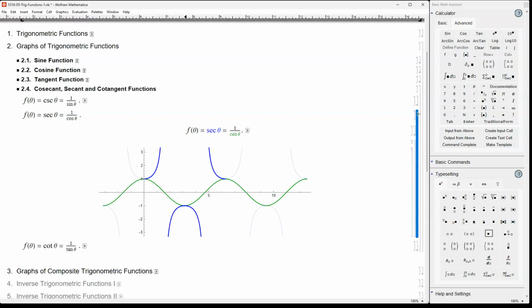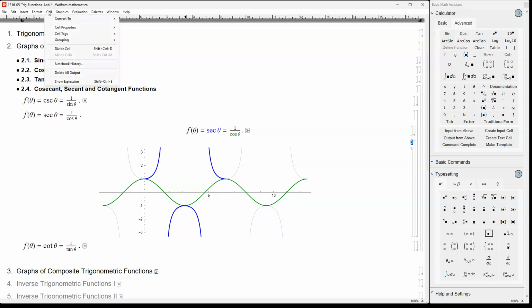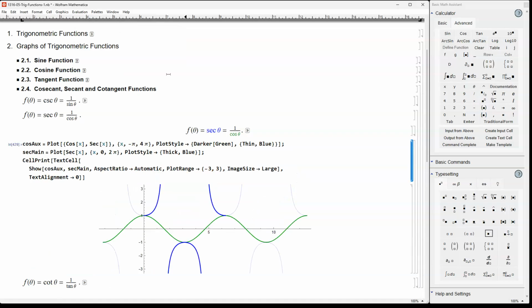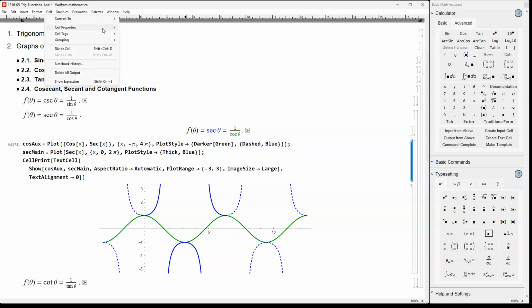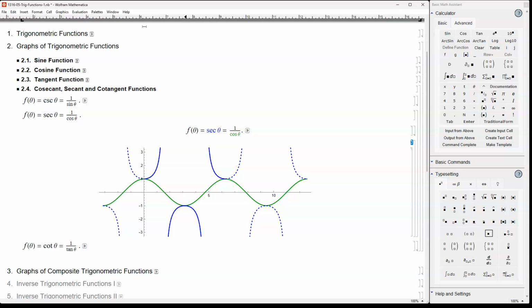The secant function works pretty much the same way, except that this time it's based upon the cosine function. Again, you can see all these in blue, so let's redraw it with dashed blue. The principal branch from 0 to 2 pi is highlighted in solid blue. The others are dashed, but all these are part of the graph of the secant function.